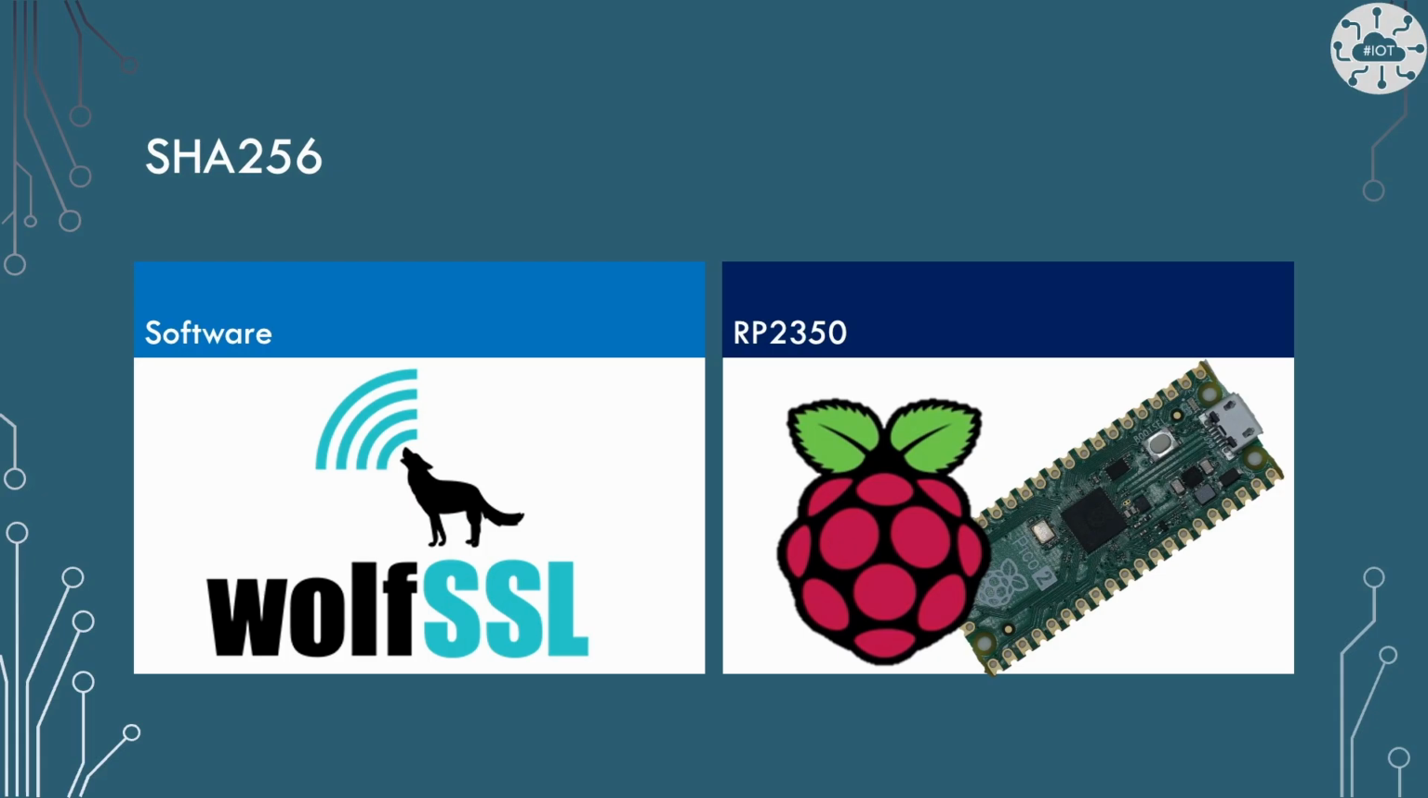We could, of course, run SHA256 in software, and I've done that in the past with libraries like WolfSSL. WolfSSL provide a crypt library which includes the SHA256 algorithm, and I'll show you how to run that in a bit. But what we're really talking about is the RP2350, which has this capability built into hardware, so we can run an accelerated version of the SHA256 algorithm. Let's see how that actually compares.